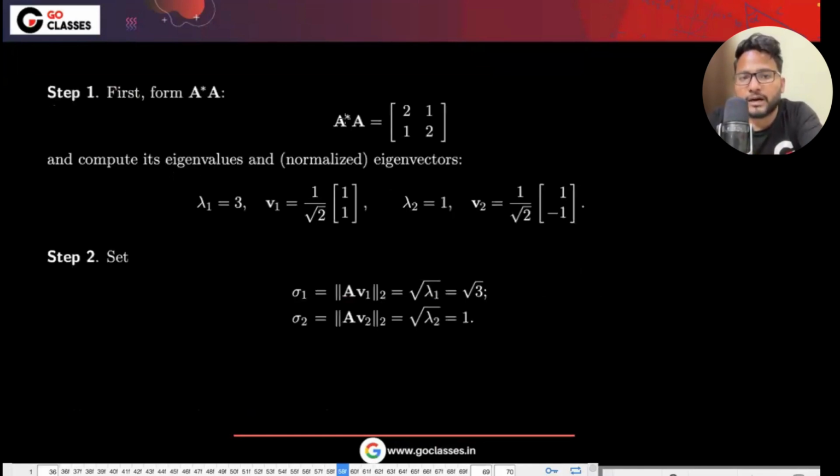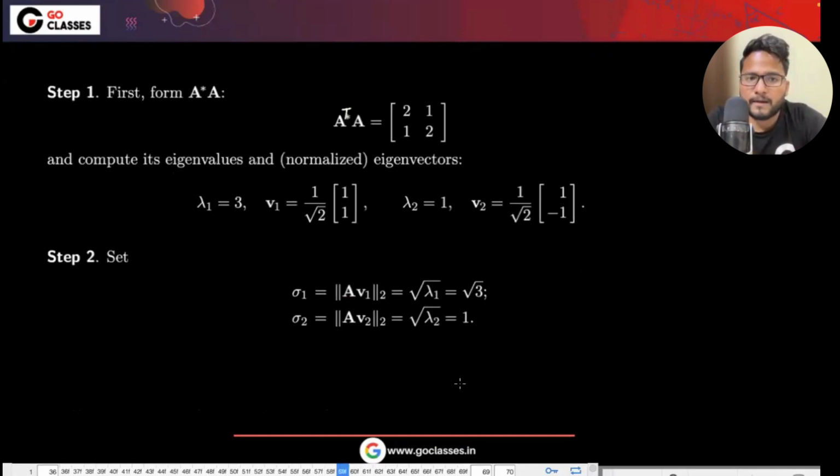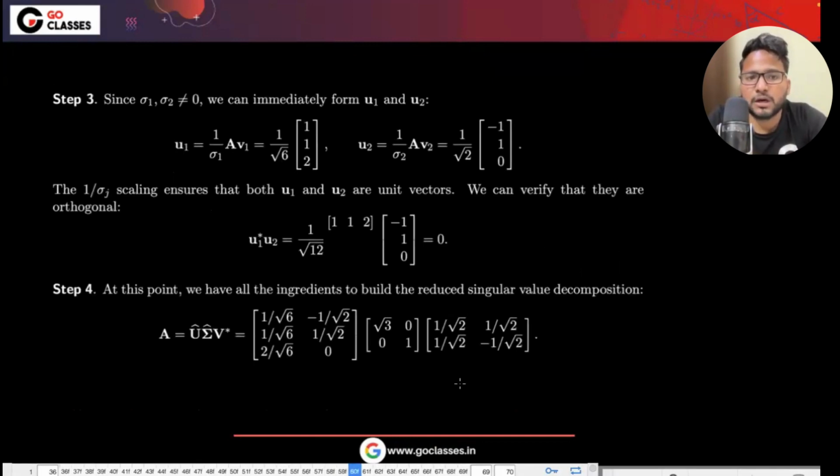They are writing A star. Some people write A star, some people write A transpose. Maybe A transpose is more common, but that's fine. So if you find A transpose, we get sigma 1, sigma 2. Actually, here we need three U's, but we are finding only two, sigma 1 and sigma 2. We can verify that. That's fine.